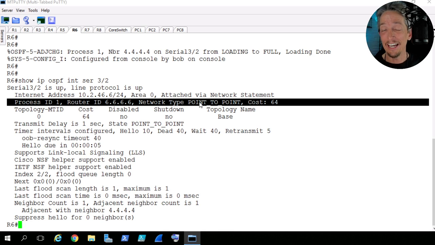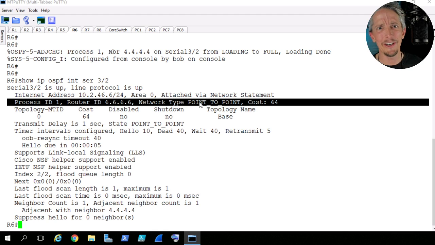And the answer is, if they agree on the networks, meaning the IP network, and they agree on the area type and what area number it's in, and they agree on authentication, and they agree whether or not they should have a DR or BDR, yes, it will work. And we could verify that by just putting it in.